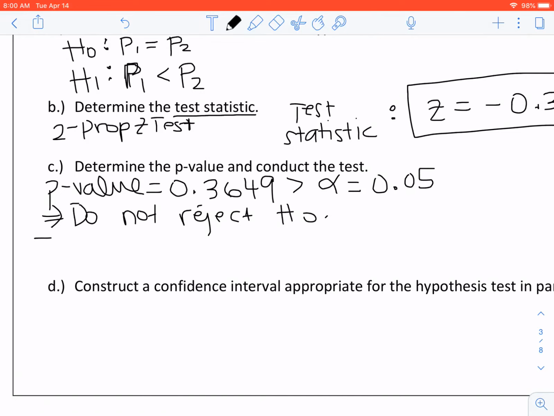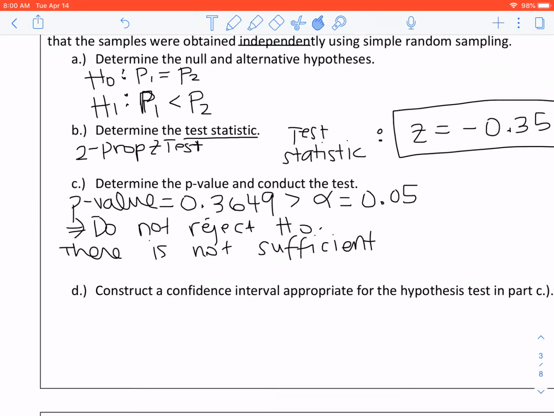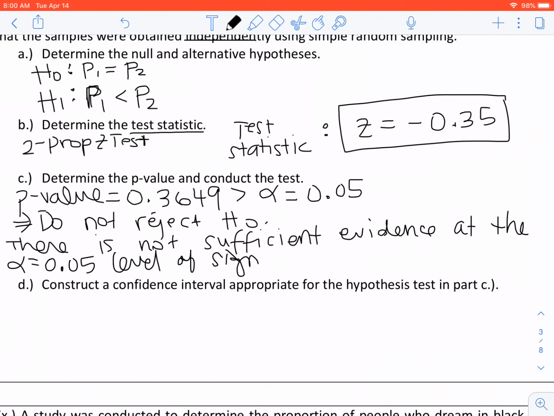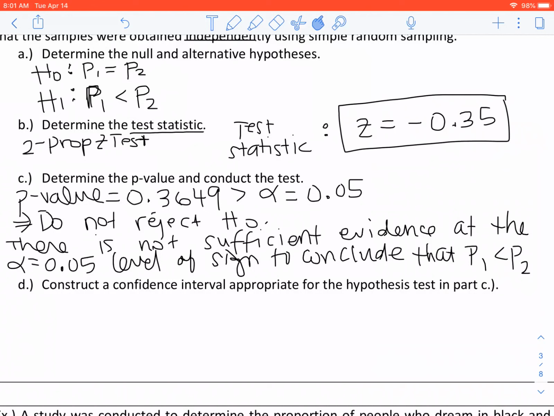So writing our conclusion, there is not sufficient evidence at the alpha equals 0.05 level of significance to conclude that we don't really know what the problem's discussing, so I'm just going to write down what we have as our alternative hypothesis. P1 is less than P2.